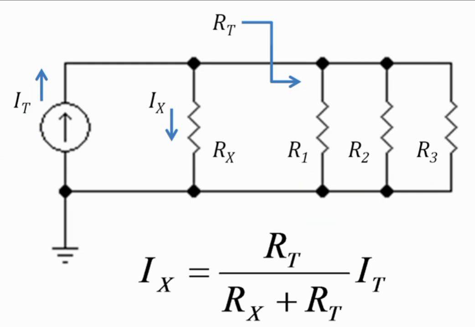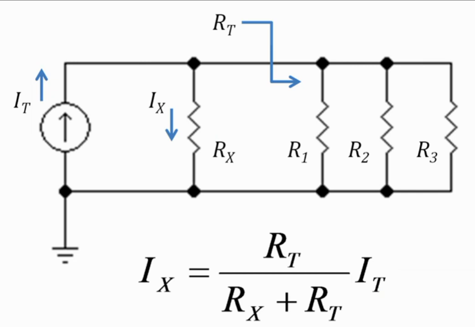So again, whenever you want to calculate the current flowing through a particular resistor, you take the equivalent resistance of the other resistors available, that is RT, and then divide that value by the sum of the total resistance plus the resistance through which you want to calculate the current, and then multiply it with the total current into the circuit. So that's the current division rule.